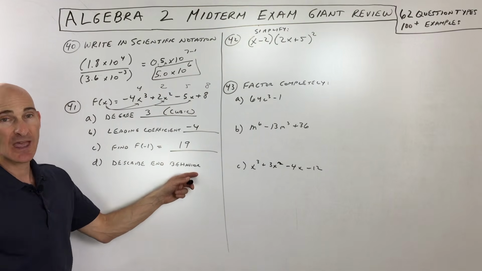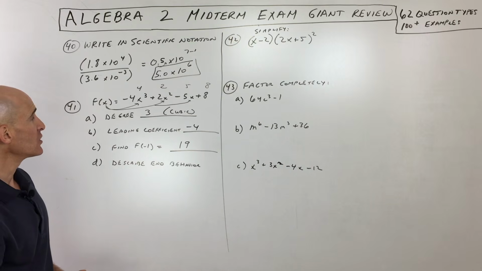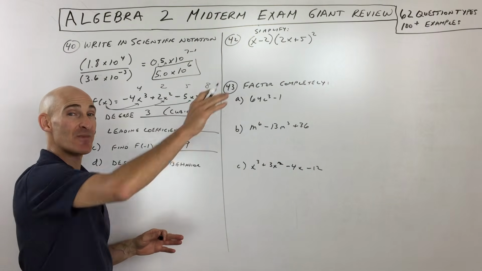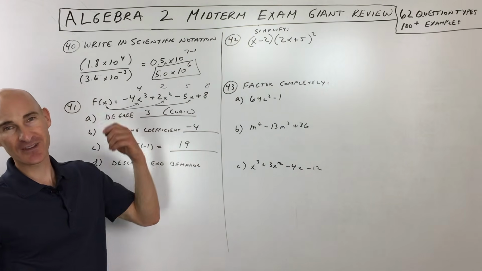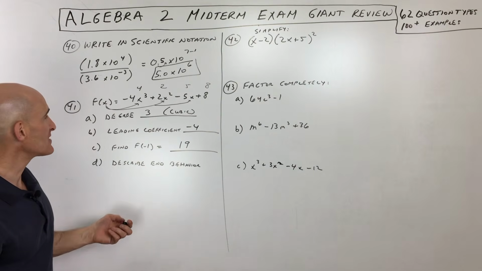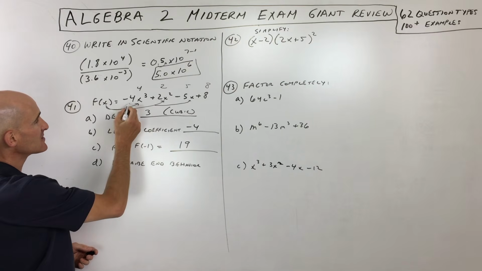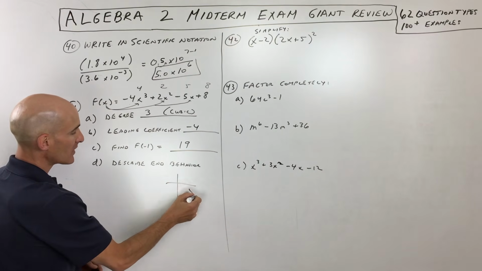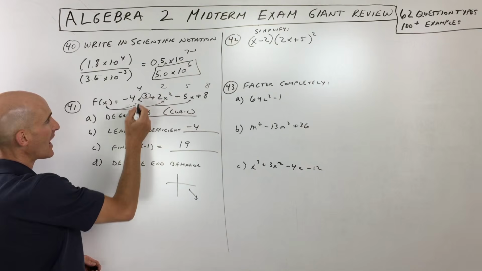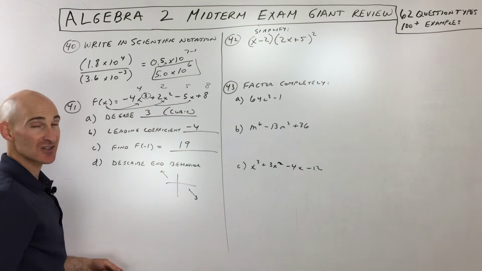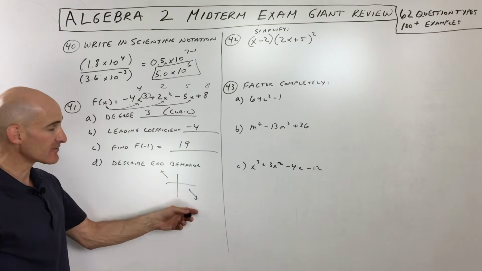And then it says describe the end behavior. Now what they're asking here is, for a polynomial, is it going up to the right, down to the right, up to the left, down to the left. And it depends on your class and on your teacher, so I'm going to show you 2 different ways. One way is you could say because the leading coefficient is negative, it's going down to the right, but because it's an odd degree, the left goes the opposite direction, up to the left. So you could say up to the left, down to the right.